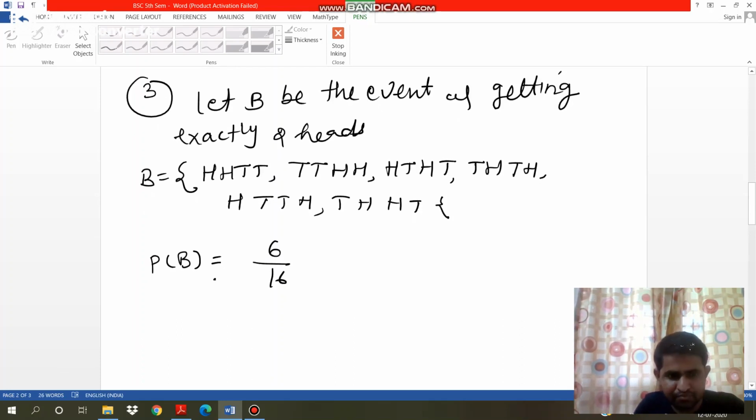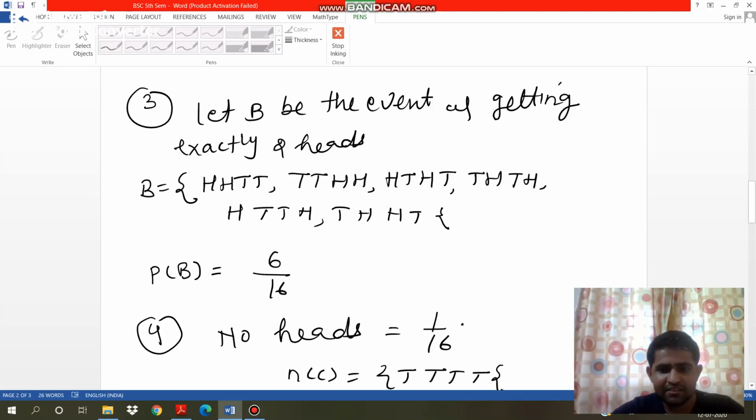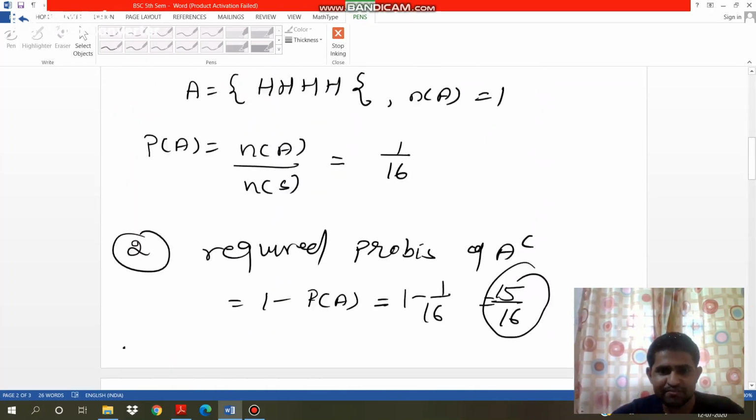Now come to the last one, number 4. The event of getting no heads. This is the only one, so 1 upon 16. This is the solution of the given question.